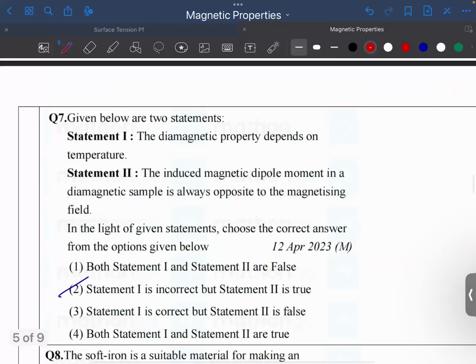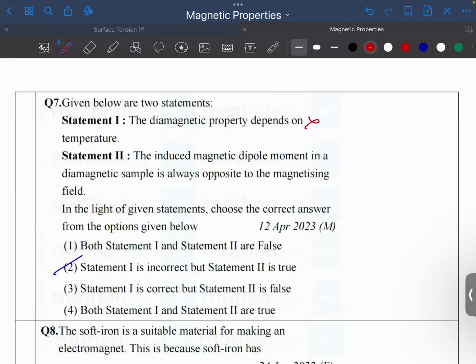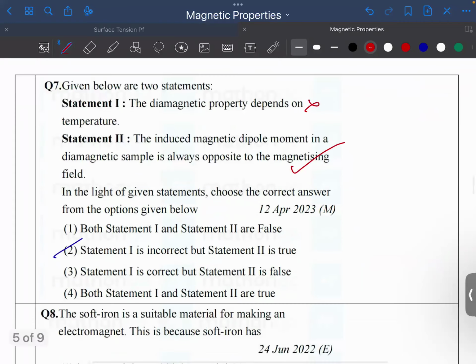Diamagnetic property depends on temperature. Wrong. Induced magnetic dipole moment in a diamagnetic sample is always opposite to the magnetizing field. Correct. Statement 1 incorrect, statement 2 true. Right.